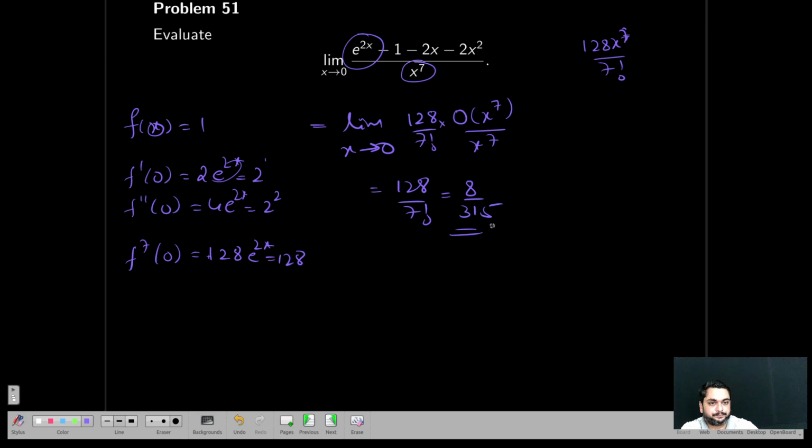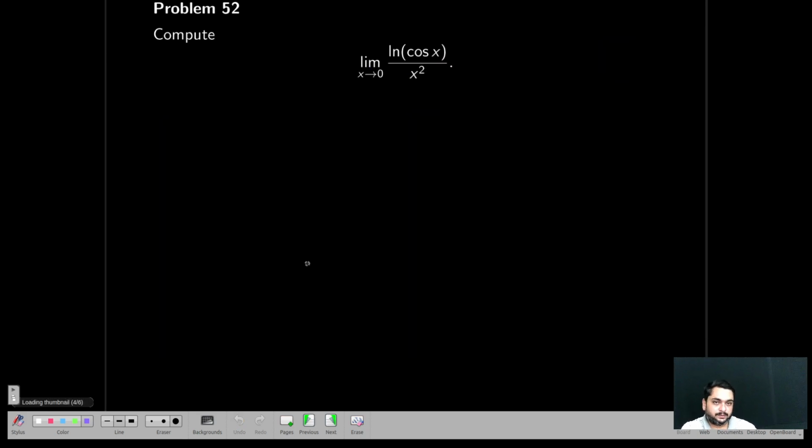Okay. Next. Log of cos x divided by x square. Okay. Now there are two functions here. One is log, another is cos x. And the highest term I have to approximate is x square. So first find cos x. Cos x you will get it as 1 minus x square by 2.